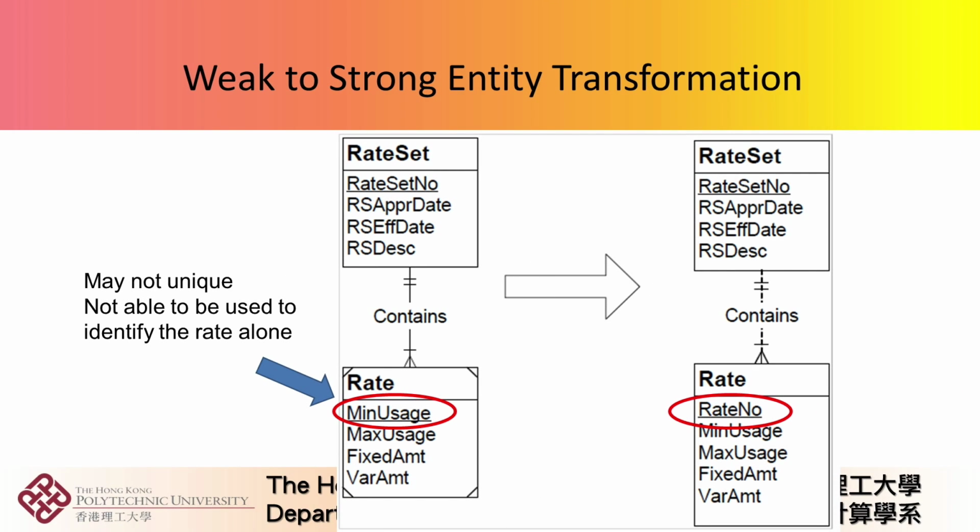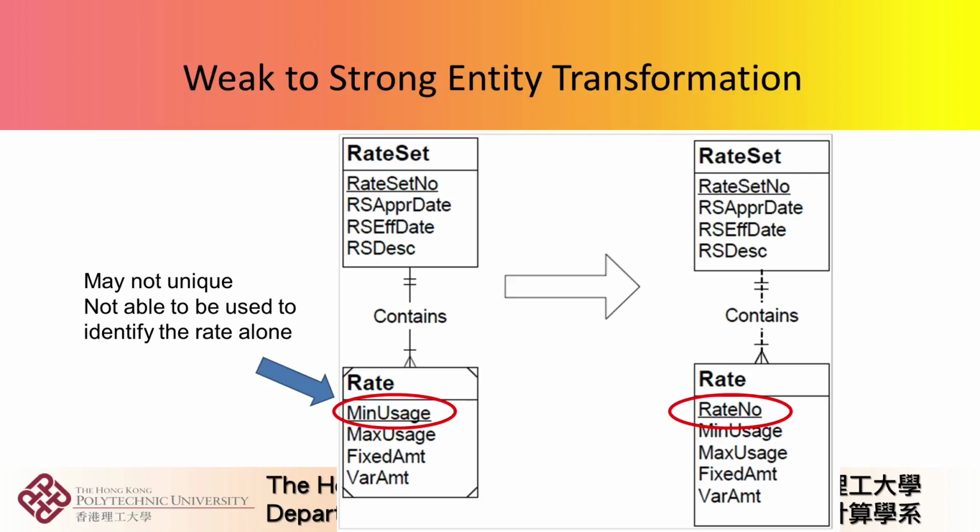Weak to strong entity transformation is used for facilitating reference after conversion to a table design. Table design involves a combined primary key for a weak entity. This transformation is useful for associative entity types that are on the one side in other one-to-many relationships. In this scenario, the primary key for the weak entity rate is minimum usage. But this is not unique, and it is not able to be used to identify the rate. Therefore, we need to transform the weak entity to a strong entity.